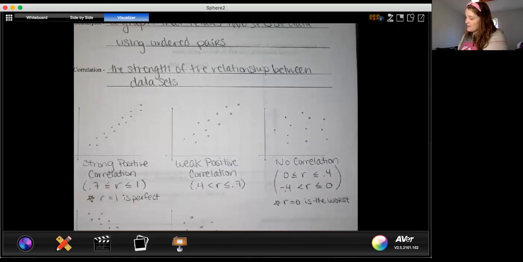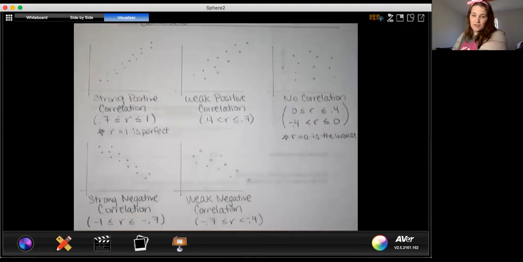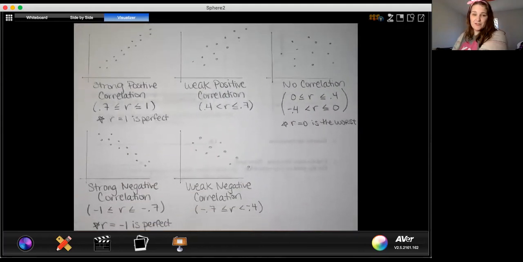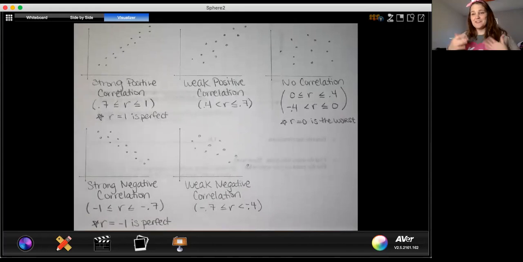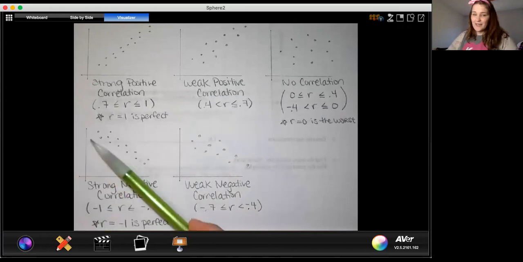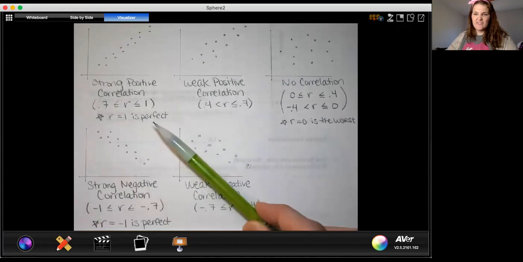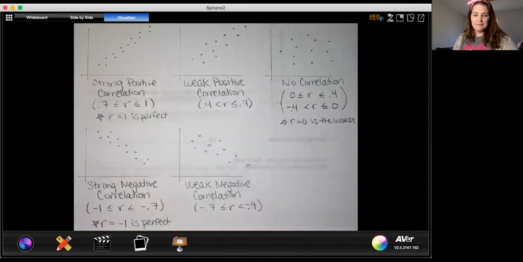Now, on the other side of things, we have negative correlation. So it's going to be the exact same situation as the positive. It's just now decreasing from left to right, just like negative slope, right? So we have close together points, and we have just slightly further away points. Okay? And then because it's negative correlation, that means your correlation coefficient, R, is going to be negative, okay? So we have negative 1 to negative 0.7.